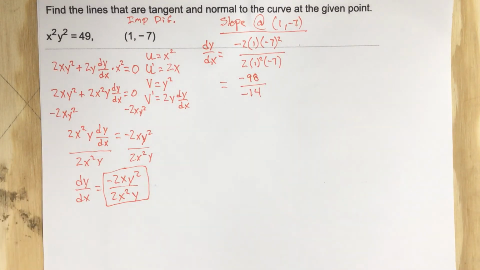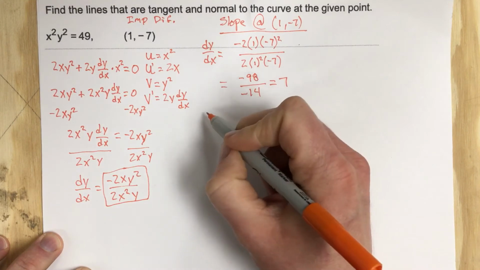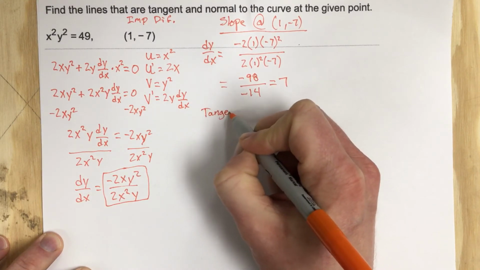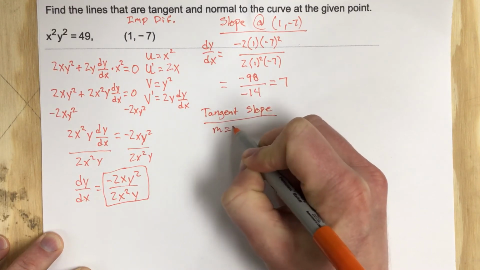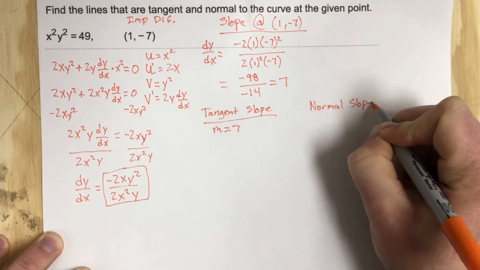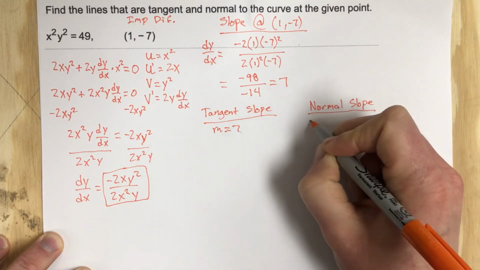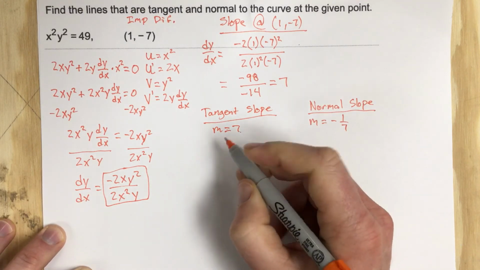Let's see if negative 98 and negative 14 simplify. So we do negative 98, or just let's do 98 divided by 14. That gives you 7, so this is just 7. So the tangent slope is m equals 7, and the normal slope is the perpendicular slope to that. What's perpendicular to the slope of 7? That's just negative 1/7.